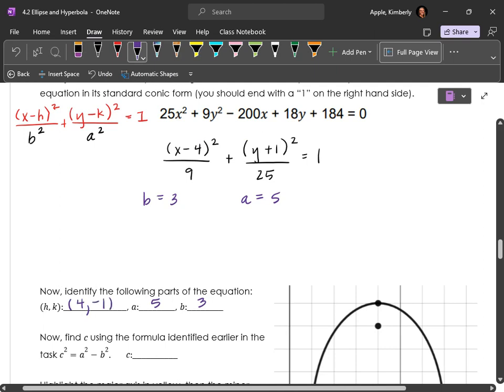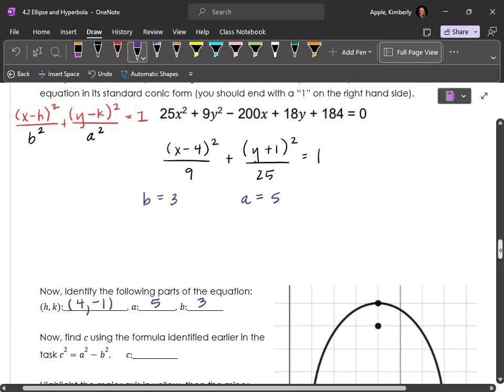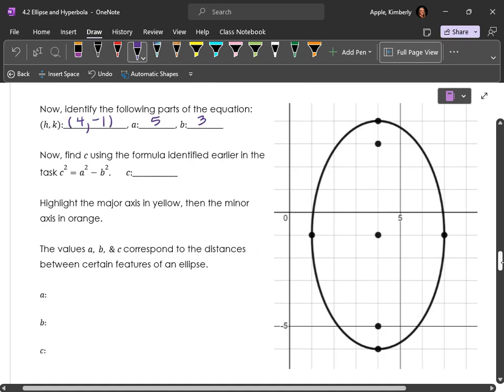So first we complete the square twice to obtain the standard conic form for an ellipse, from which we can gather a whole lot more information than we could from the general conic form, which is just a giant mess. So this is the graph of that ellipse.